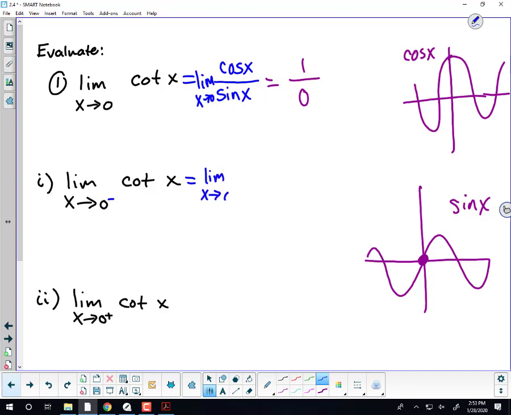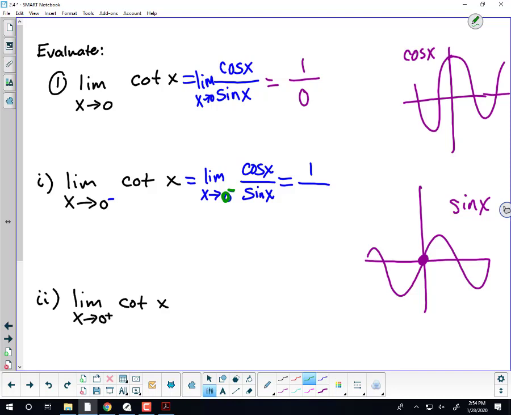So this limit as x approaches 0 from the left, we're going to think again of cotangent as cosine over sine. We already know there's not an issue with cosine. Cosine approaches 1. Now we do have to be careful here and specify as x approaches 0 from the left, what does sine approach? 0, but through, good, yeah, negative values, right?